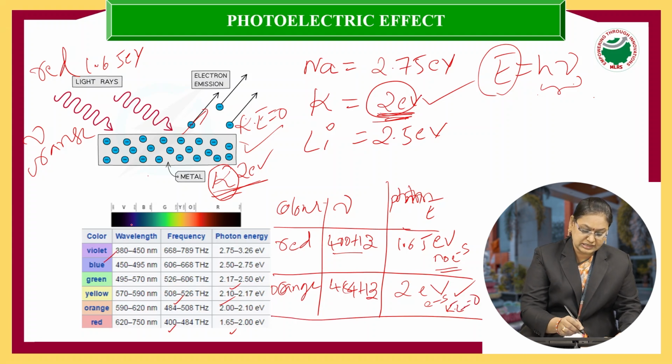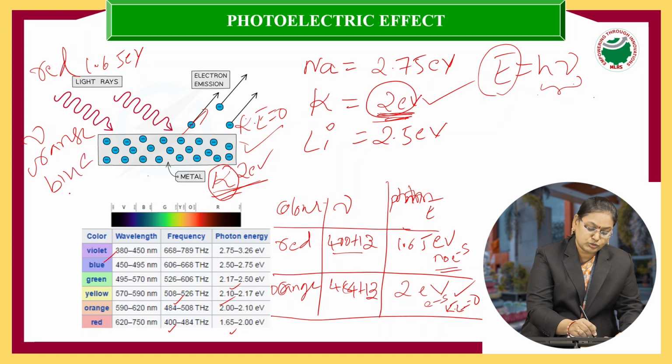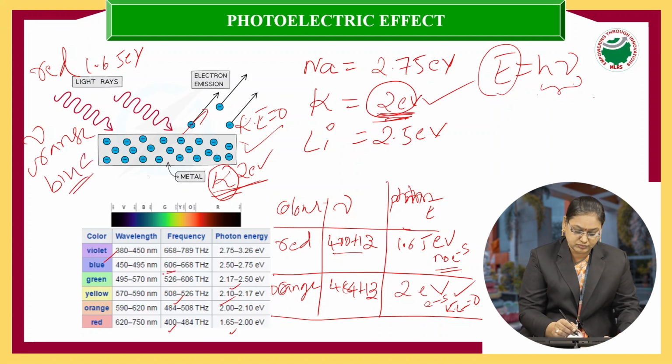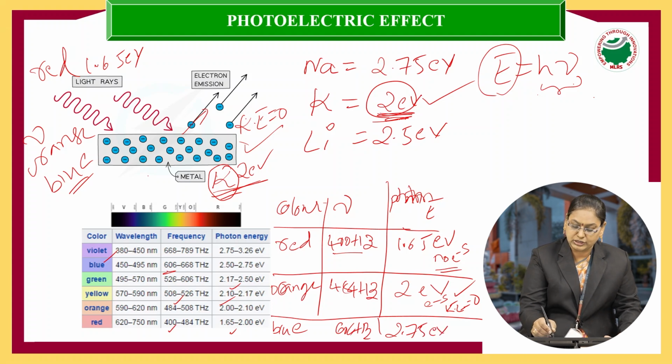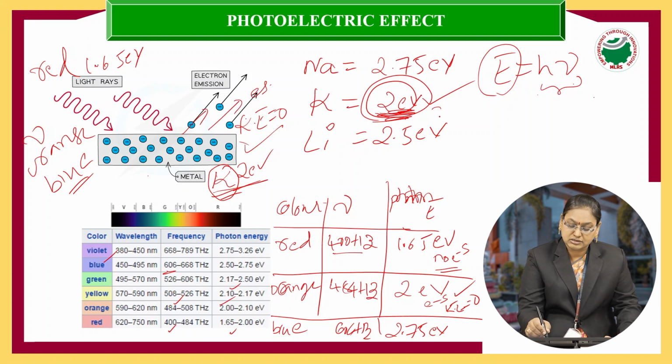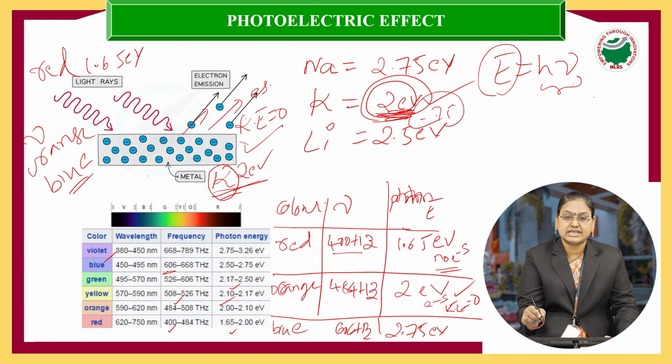Now you allow blue light to fall on the surface of the potassium metal. The frequency of blue light is 606 Hertz and its photon energy is 2.75 electron volts. Potassium requires only 2 electron volts. By using 2 electron volts, electrons are emitted from the surface of the metal, and the remaining 0.75 electron volts is used as kinetic energy. So electrons are emitted, and they also possess some kinetic energy.